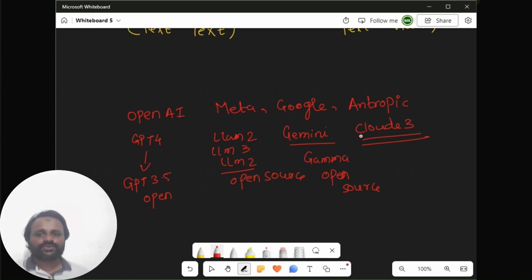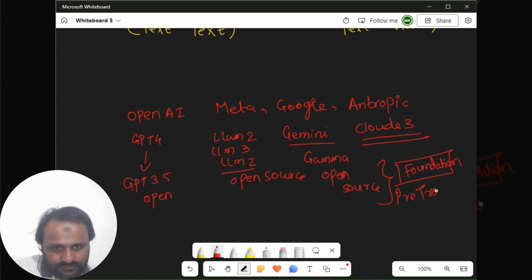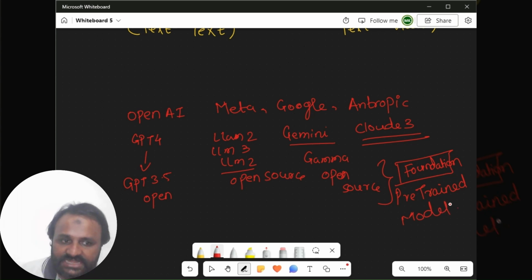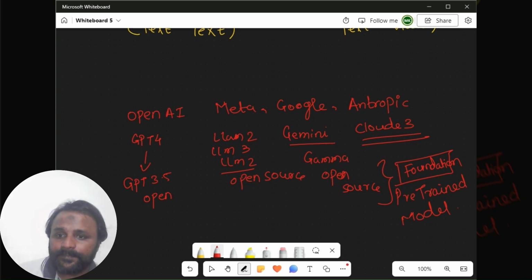Whatever open source models you get here, we can call the foundation model, or this is known as the pre-trained model. So I can write foundation model, or I can write pre-trained model. Just remember that. These are the open source models, and whatever open source models are present, all these models we call foundation models. Why pre-trained models?